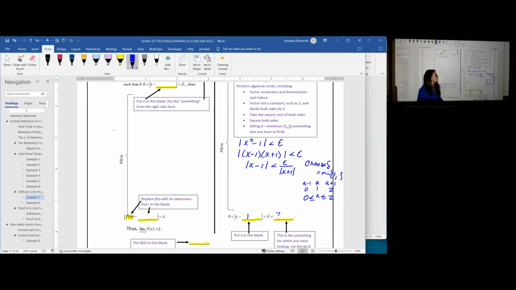Now I need to build the part that I need to get rid of, which is the absolute value of x plus 1. I need to build a plus 1 in here by adding 1 to all 3 parts of the compound inequality. Then, because all parts happen to be positive, I can replace the x plus 1 with the absolute value of x plus 1.